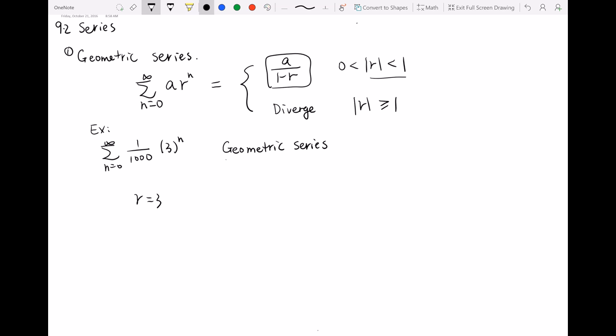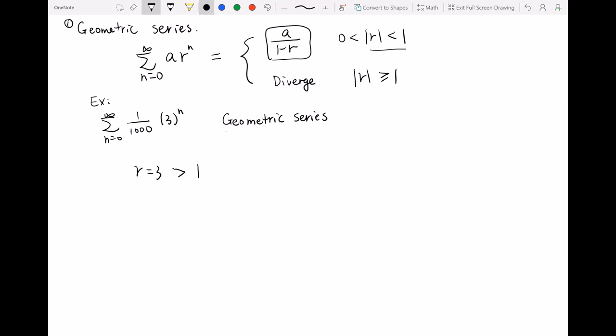Perfect. And is the ratio bigger than 1 or less than 1? Bigger than 1, right? So now I can directly use the geometric series result because the ratio is bigger than 1. First, this is a geometric series. Second, the ratio is bigger than 1, so my conclusion is therefore it diverges. Okay.